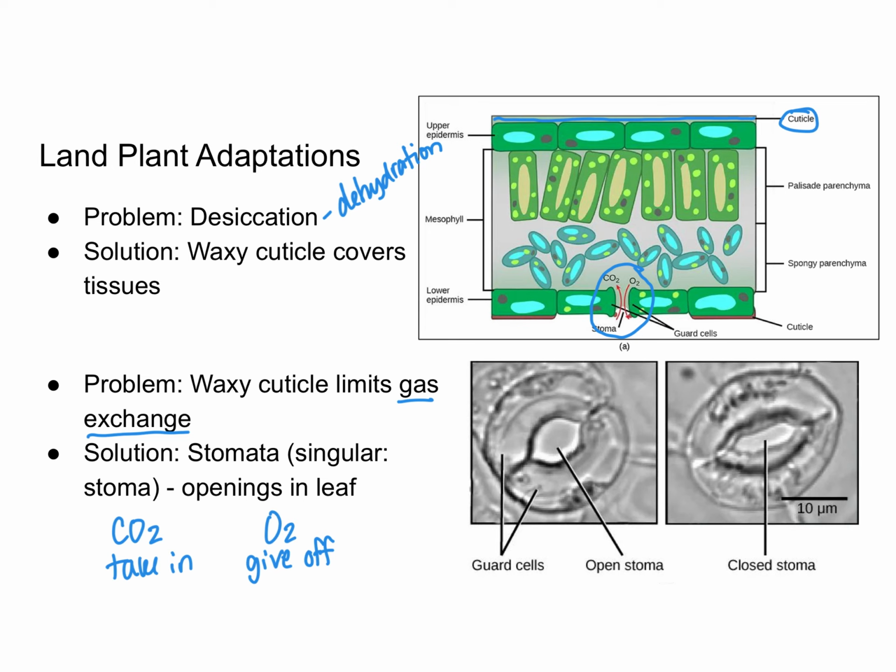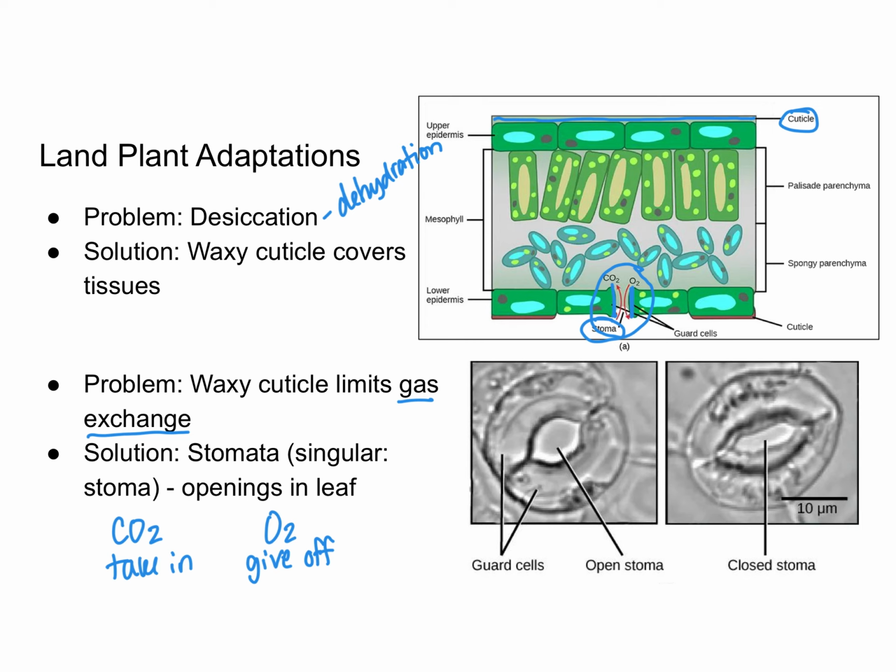So the solution that evolved is the development of these things called stomata, which singular is known as a stoma. And you can see that on this picture here. Sorry, I wrote over the word stoma. But it's basically this little opening or pore in the plant leaf or tissue that can open and close in order to allow gas exchange to occur.